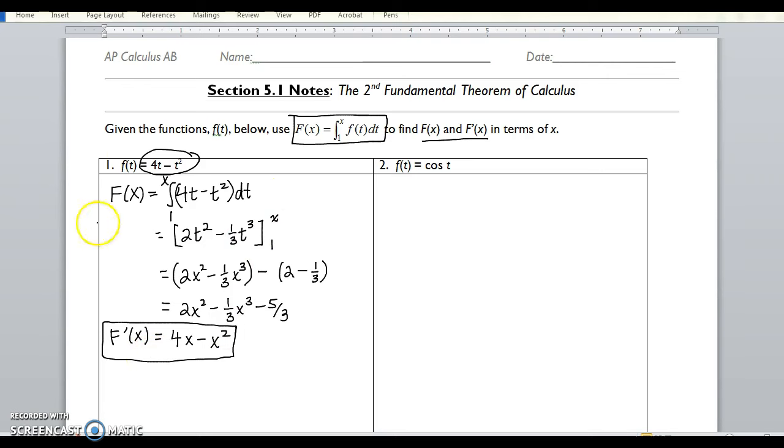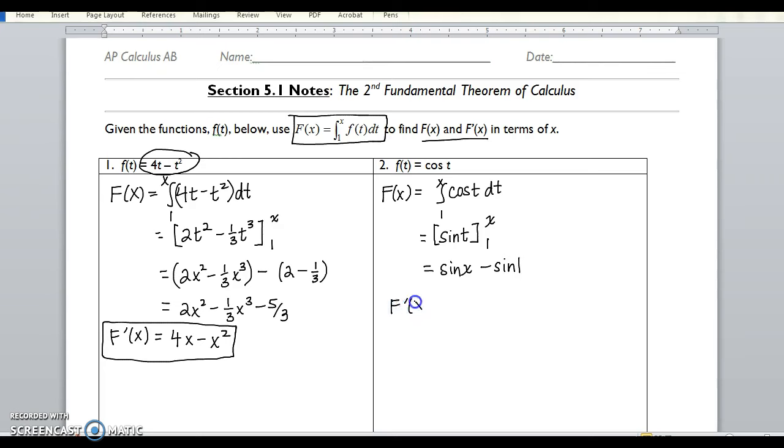So let's try another example and see if we get the same thing. We're going to write big F of x. That's the integral from 1 to x of cosine of t dt. We're going to take the antiderivative. Remember, the antiderivative of cosine is just sine. It's not negative sine, it's positive sine, from 1 to x. And so that would just be sine of x minus sine of 1. Again, take the antiderivative and plug in your bounds.